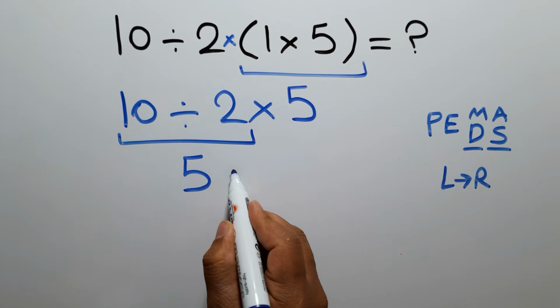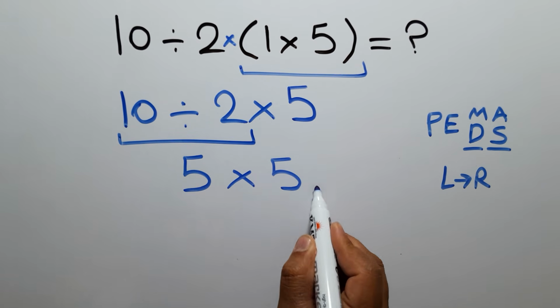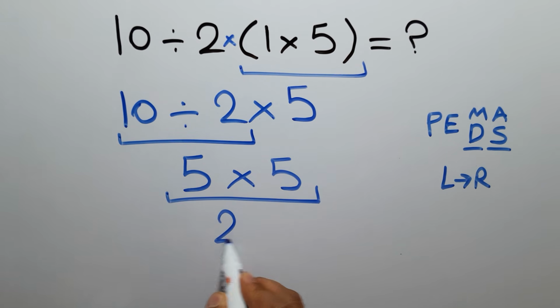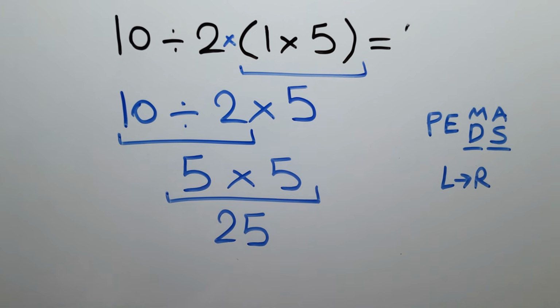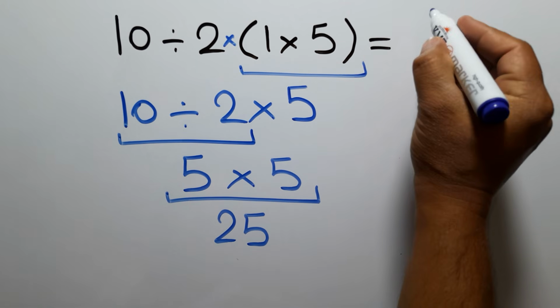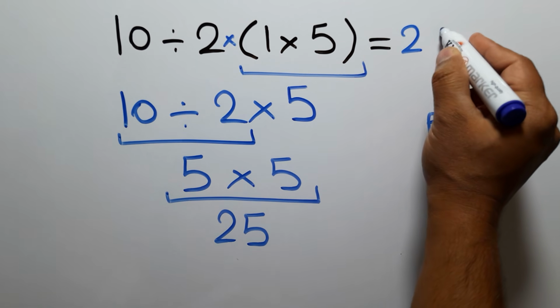So we have 5 times 5, which equals 25. And this is our final answer to this problem. The correct answer is 25.